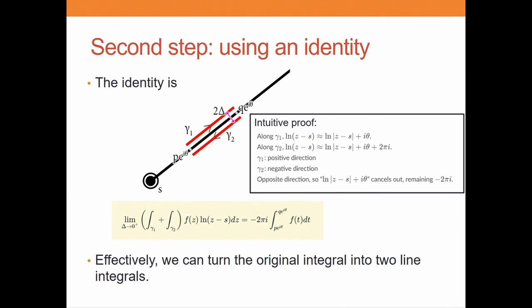Along these two paths, the logarithm only differs by 2 pi i. Because under the limits, as delta tends to 0, the two paths are infinitely close to each other. And because they are in opposite directions, the identical parts will cancel, leaving the 2 pi i factor behind.